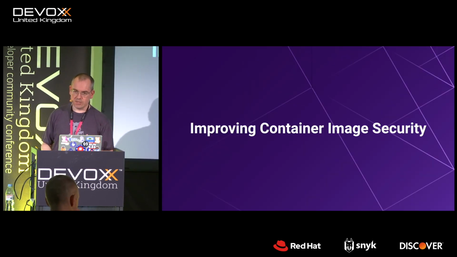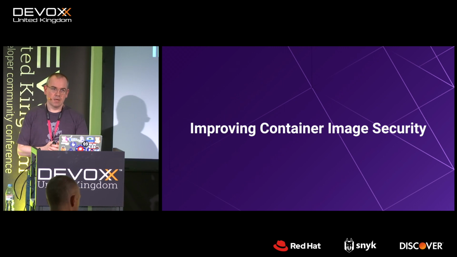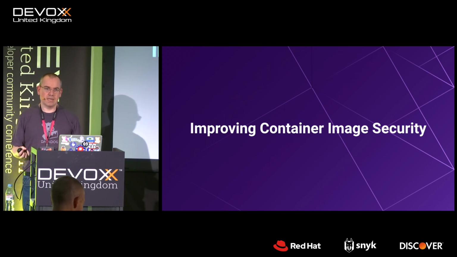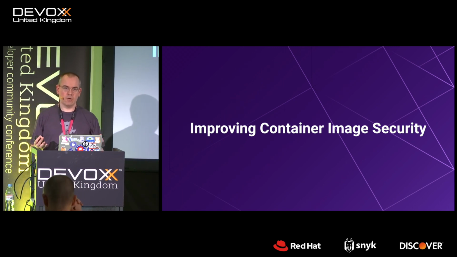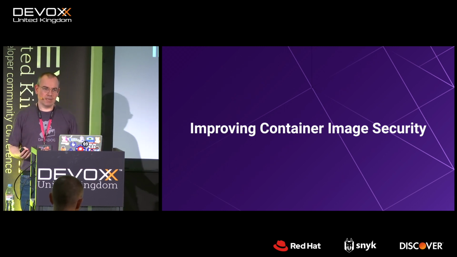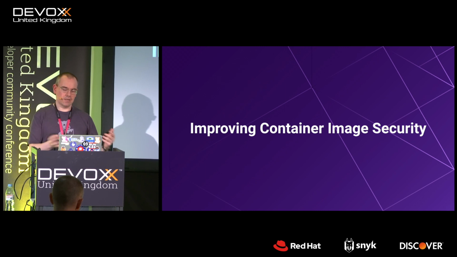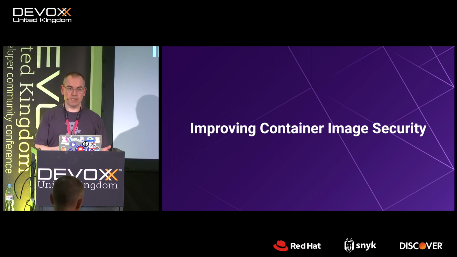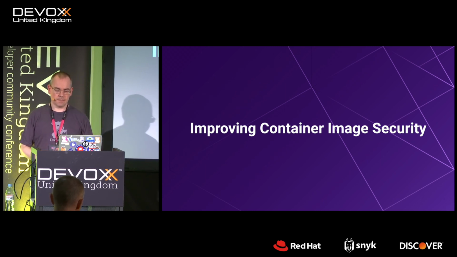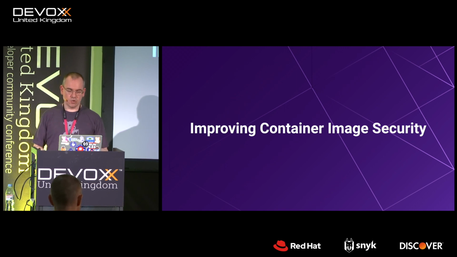So first up, let's talk about improving container image security. The images essentially are where all containerized applications start, right? This is where your application code lives, where your dependencies live. Getting that right and making changes there as early in the development process as possible is going to help improve your security. So there's a couple of places you can choose to make those changes.